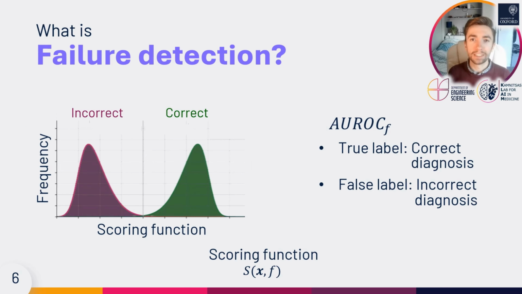As with OD detection, for failure detection, we get a scoring function for each input image. We again evaluate the performance of failure detection using AROC, but in this case, the true label is a correct diagnosis and the false label is an incorrect diagnosis.